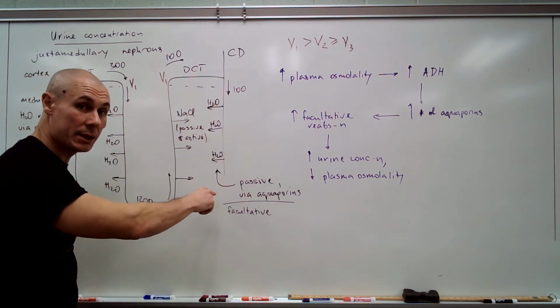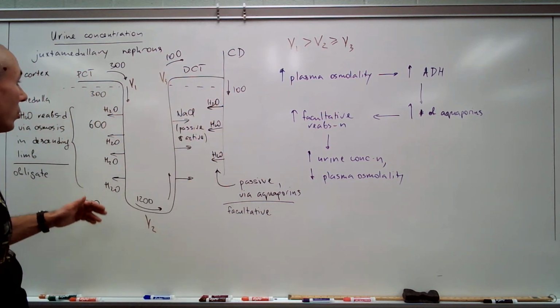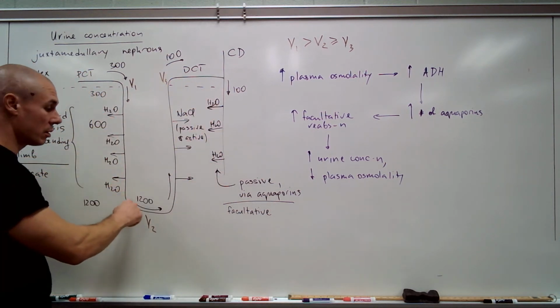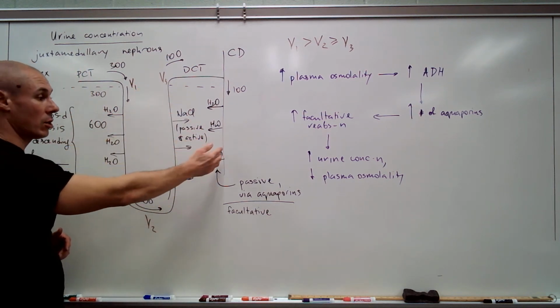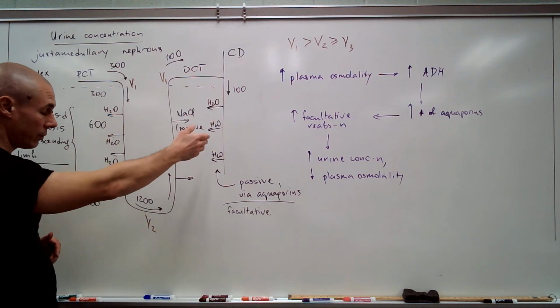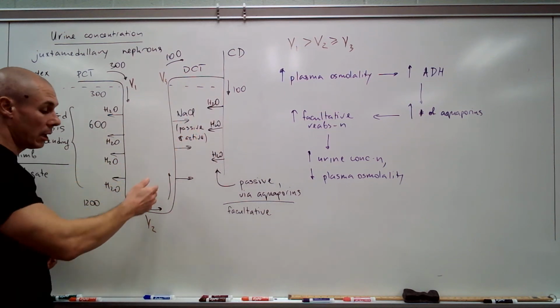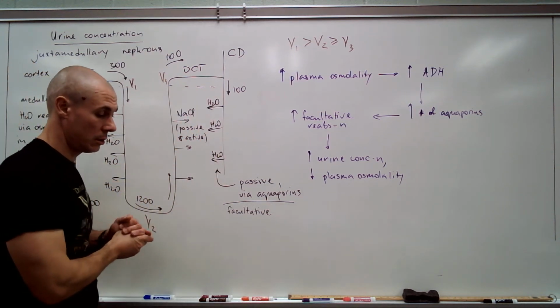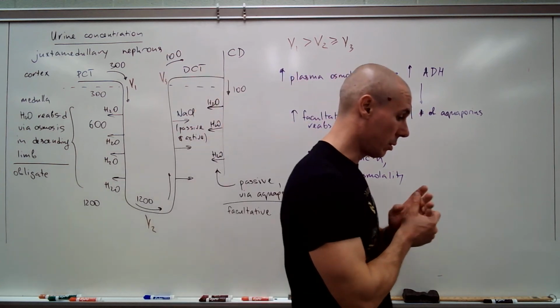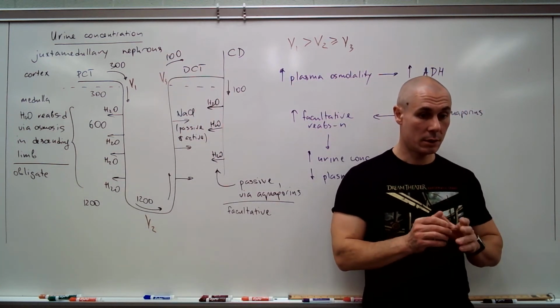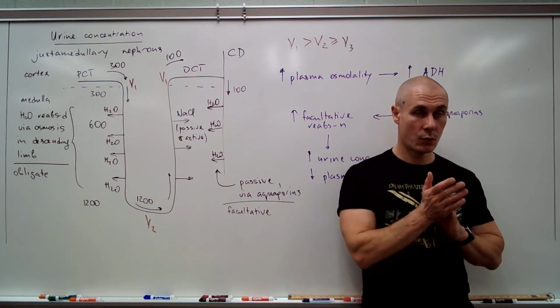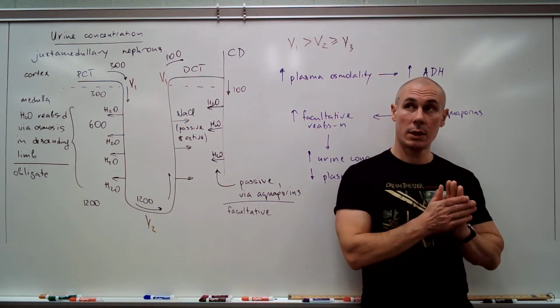You have a cycle basically, okay? So urea is being moved into the filtrate somewhere here, but then taken up in the ascending limb and collecting duct back into the medullary tissue. Does that make sense?